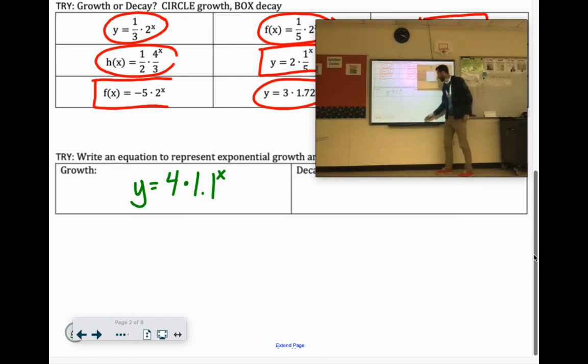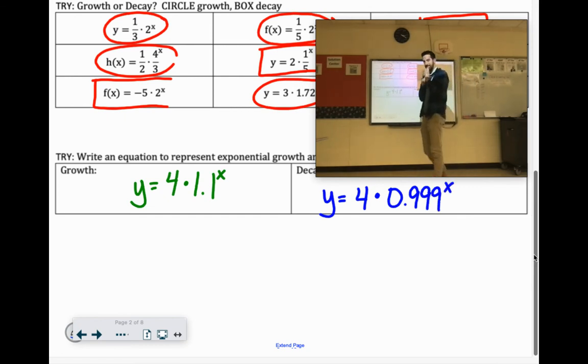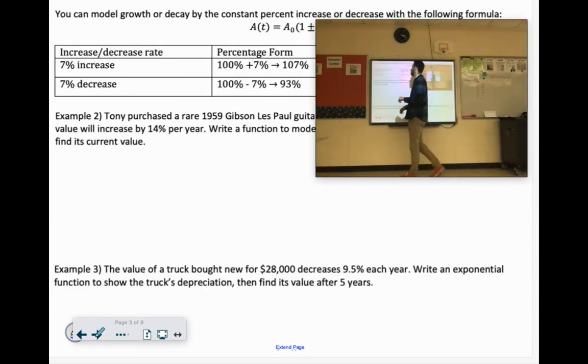Now exponential decay, we could go with the same, we could say y equals 4 times, as long as our number with the exponent is less than 1, greater than 0, obviously. So we could say like 0.999 to the x power. Ooh, that was sneaky. Just a little bit less than 1. We're just so sneaky like that.